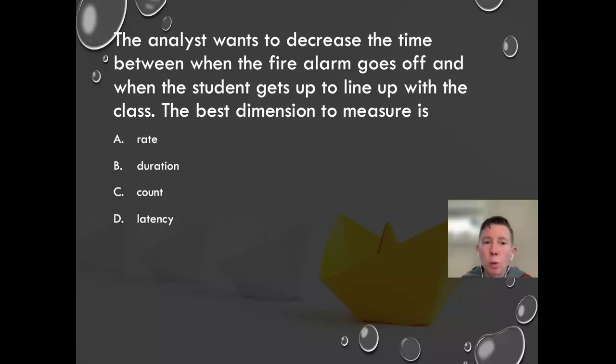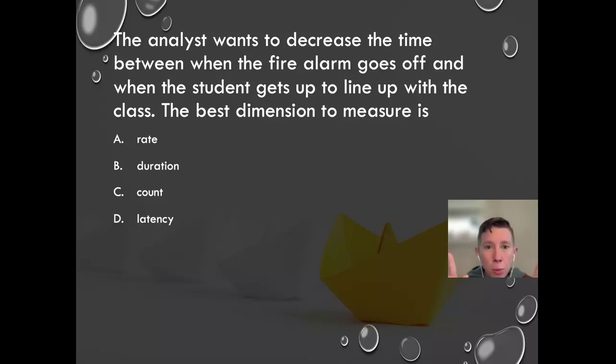So looking back at our question, we have to figure out what is it asking me and how should I answer it. We have to first find what happened. So in our story, we see that we want to decrease the time. So already we know that this is a dimension that we're likely going to want to decrease. And then it tells us when the fire alarm goes off, that's our SD, by the way, and when the student gets up to line up with the class. So we have something happening and then a response.